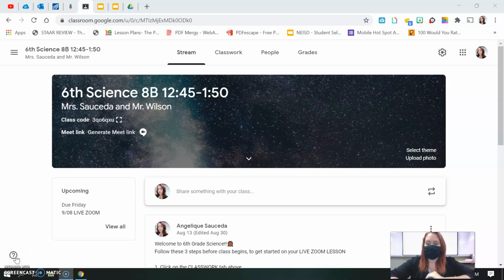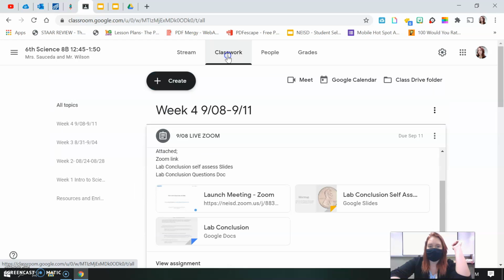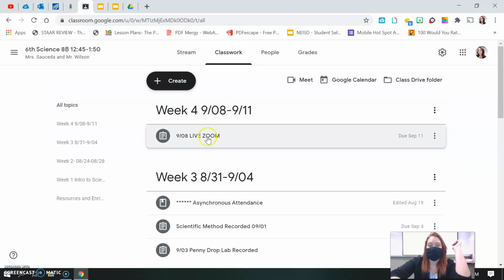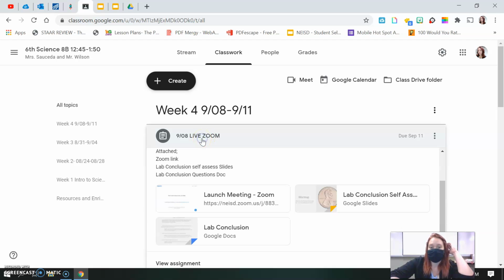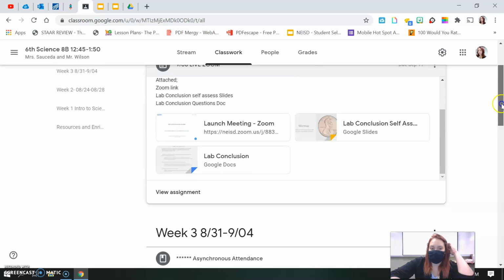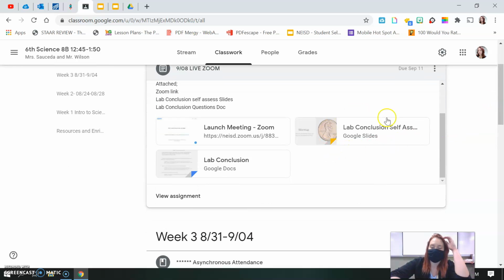This is showing you how to complete the lesson for September 8th, if you missed class on Friday, September the 4th. So the first thing you need to do, of course, is go to classwork. Then you'll find the live Zoom that you missed, dated 9/08. There's two things that you need to look at. Only one of these are you going to complete this class, and we'll complete the next one together.